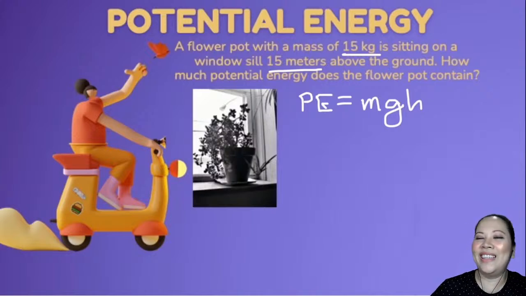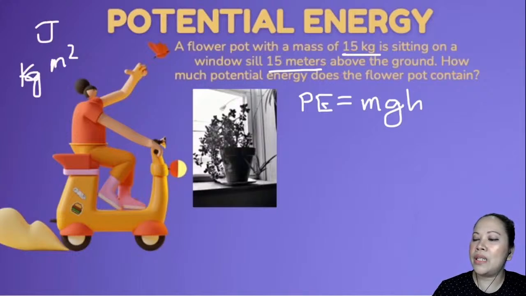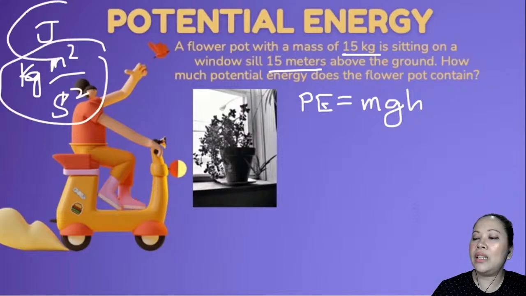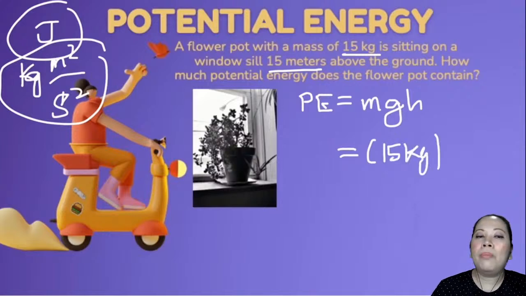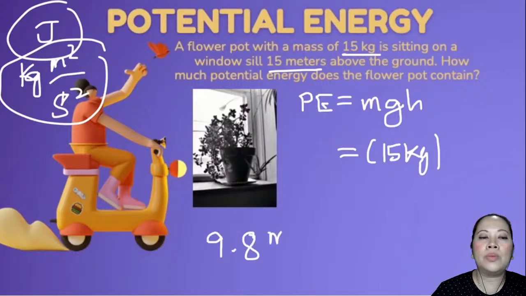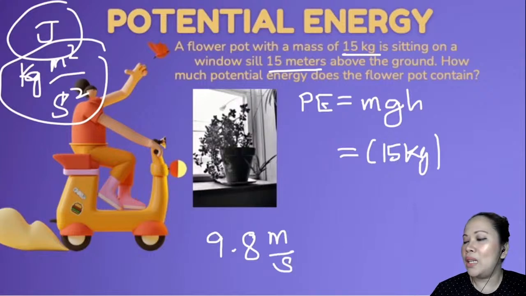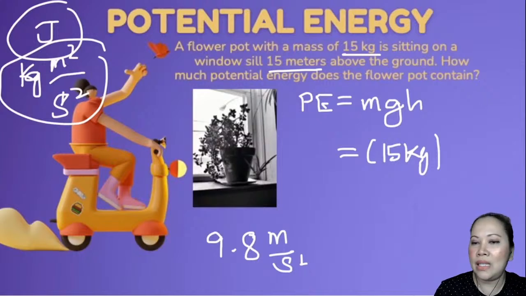So the same thing: potential energy is in joules, which is kilogram meter squared per second squared. Not kilogram meter per second squared. It's kilogram meter squared per second squared. So mass is 15 kilograms here. By the way, what is the value for gravity? The value for gravity on Earth is constant, which is 9.8 meters per second squared. It doesn't change.